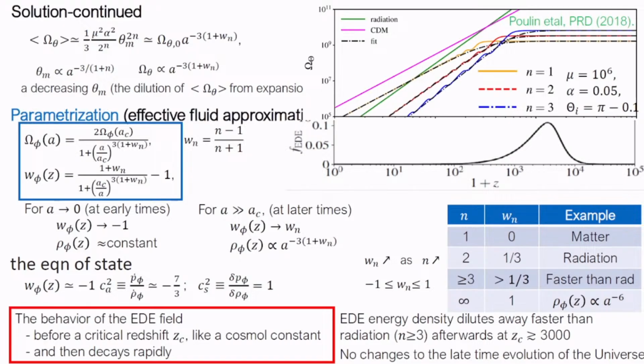So n equal to 1 is 0, 0 is the relative matter, 1/3 is the radiation, which decays at 1 over a to the fourth, but bigger than 1/3 means they are decaying faster. So much faster than radiation. So at later time, their contribution is negligibly small.